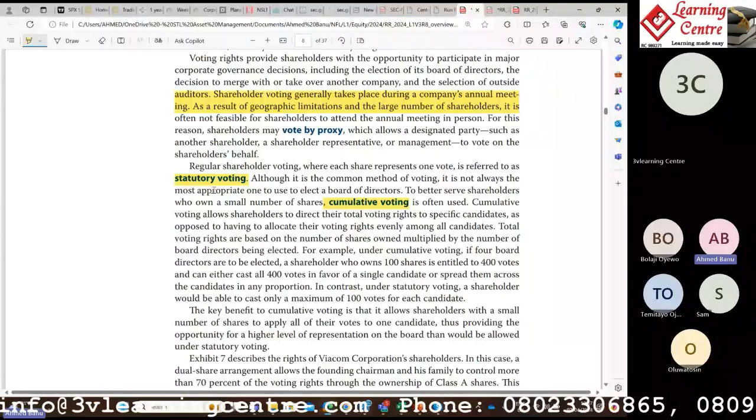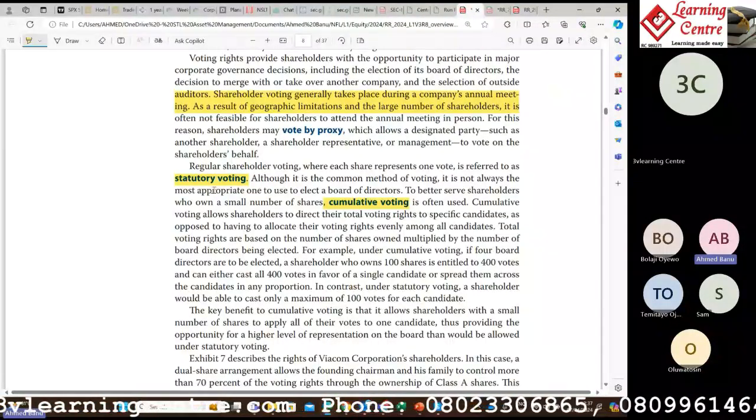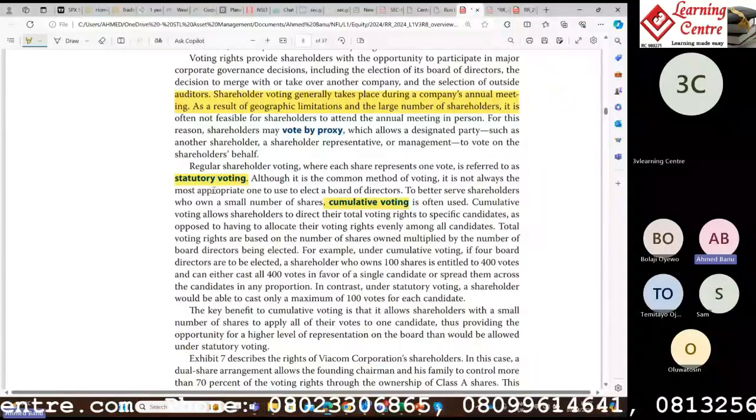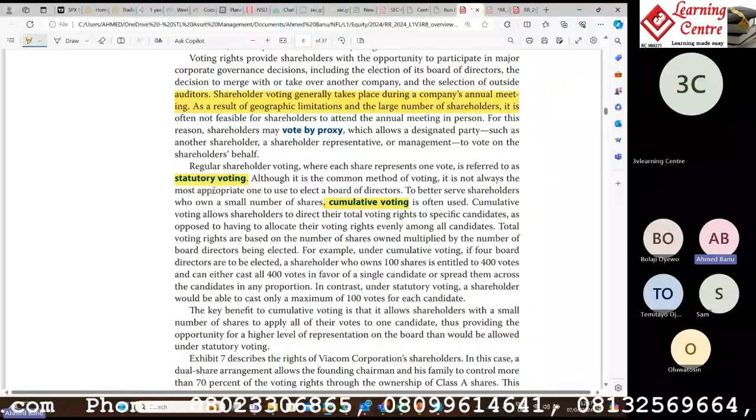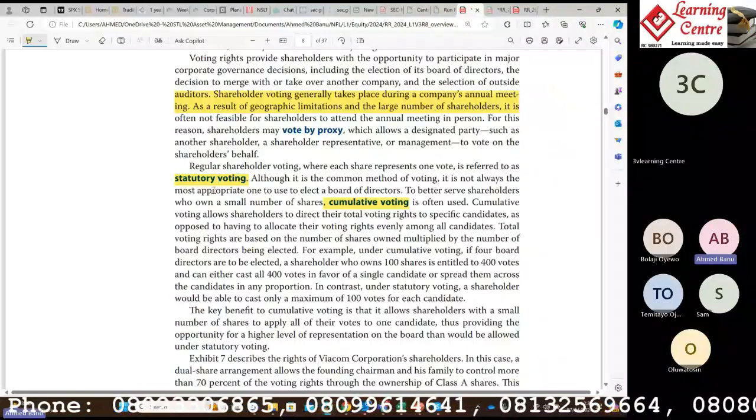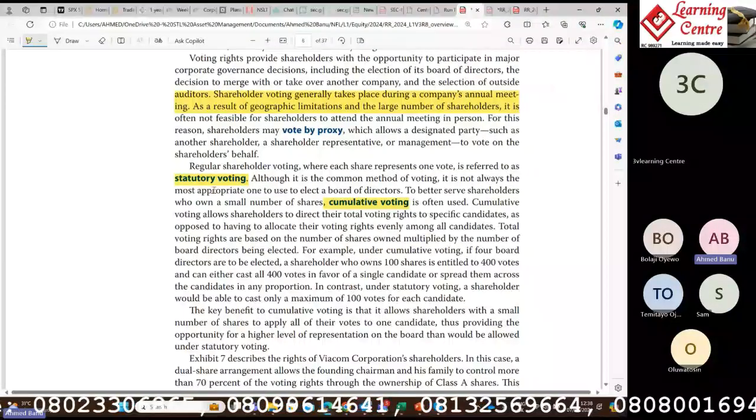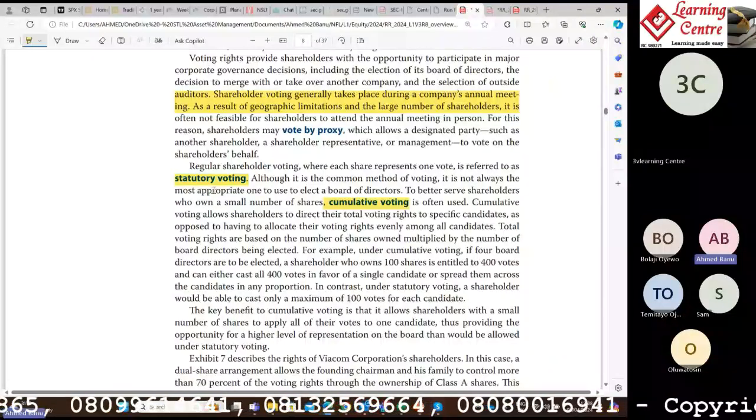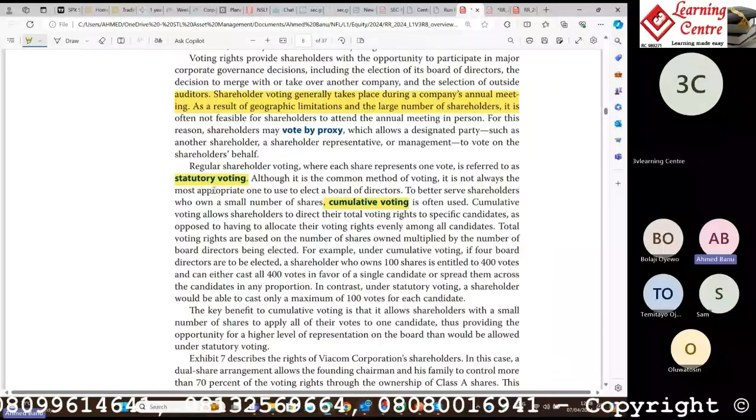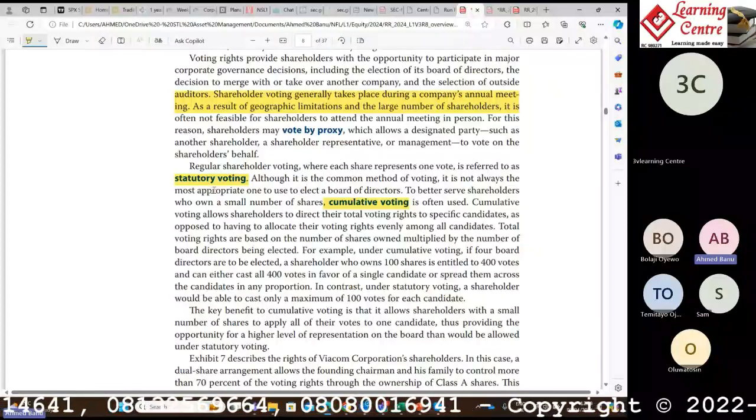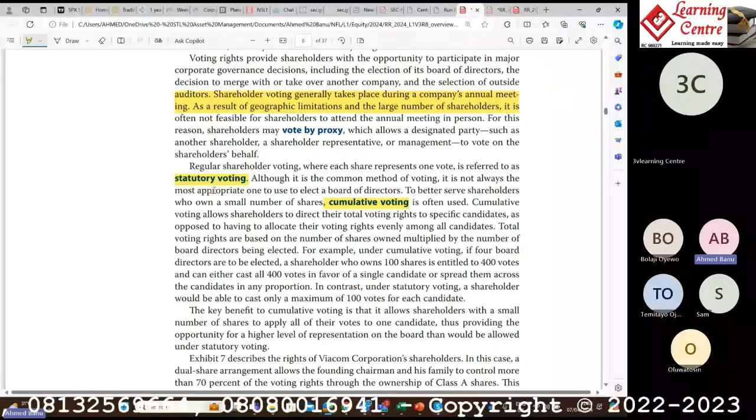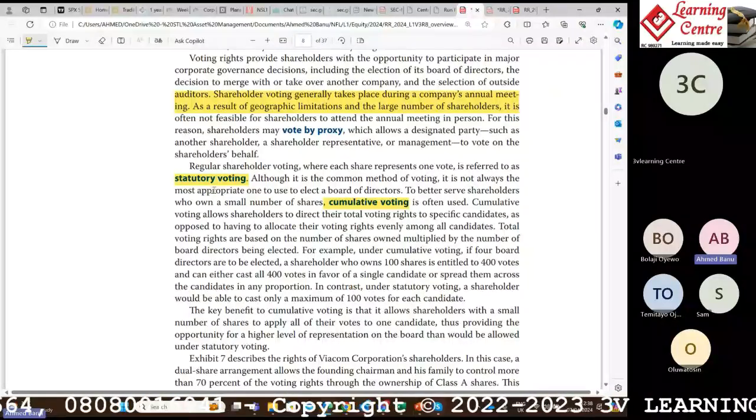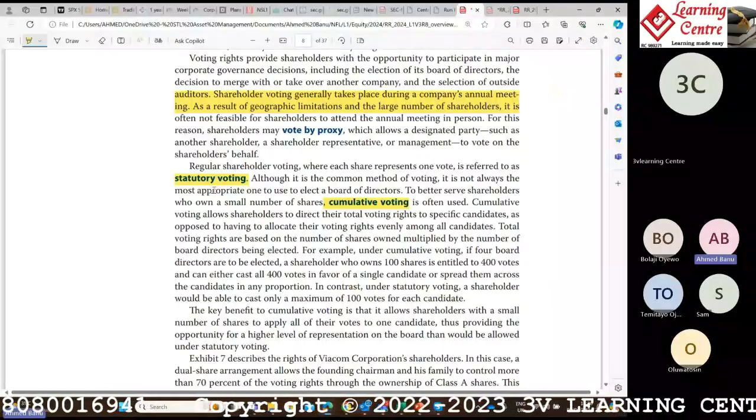Although it is the common method of voting, it is not always the most appropriate one to use to elect the board of directors. Cumulative voting is better to serve shareholders who own a small amount of shares. Cumulative voting allows shareholders to direct their total voting right to specific candidates, as opposed to having to allocate their voting rights evenly amongst candidates.